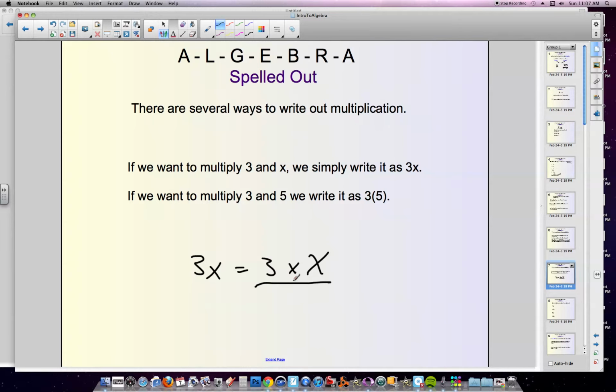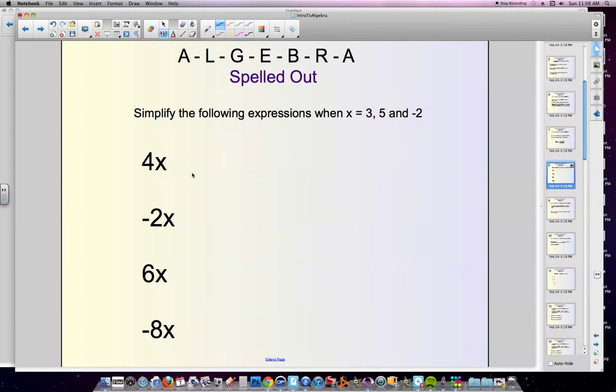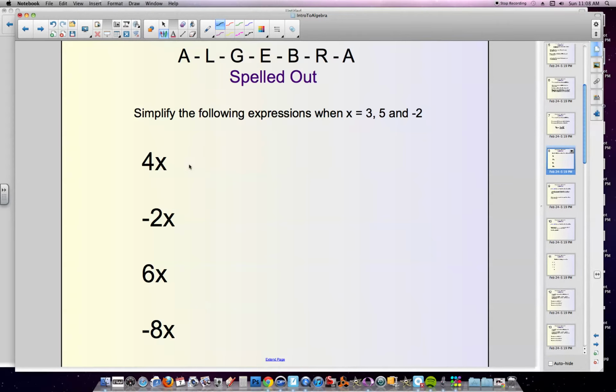Now, when we're multiplying, the idea of x being something that can change still holds up. If we look at 4x, well, that could be anything. But if I say evaluate this when x is 3, then you could say, oh, well, 4 times 3 is 12. Therefore, 4x is 12 when x is 3. When x is 3, negative 2x is the opposite of 2 times 3, so that must be negative 6, right?